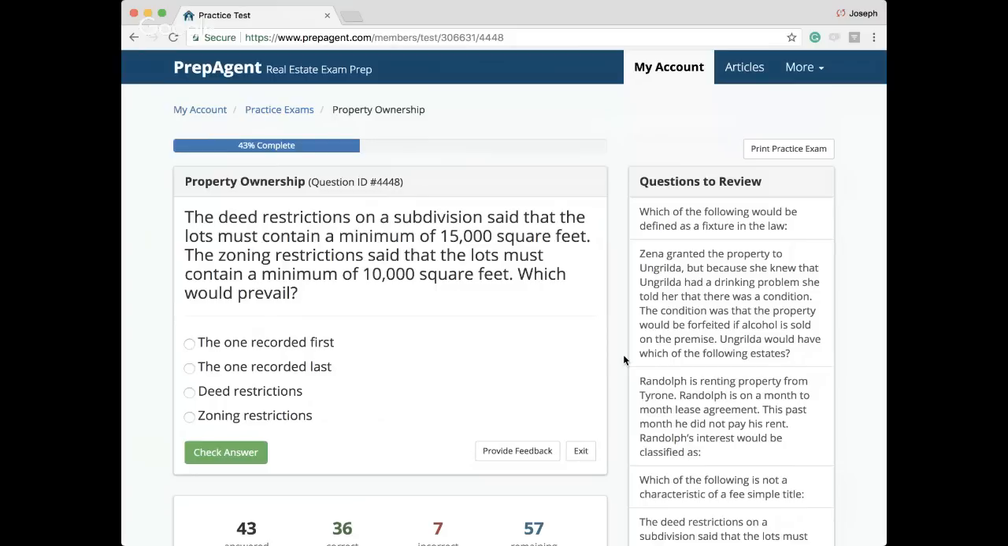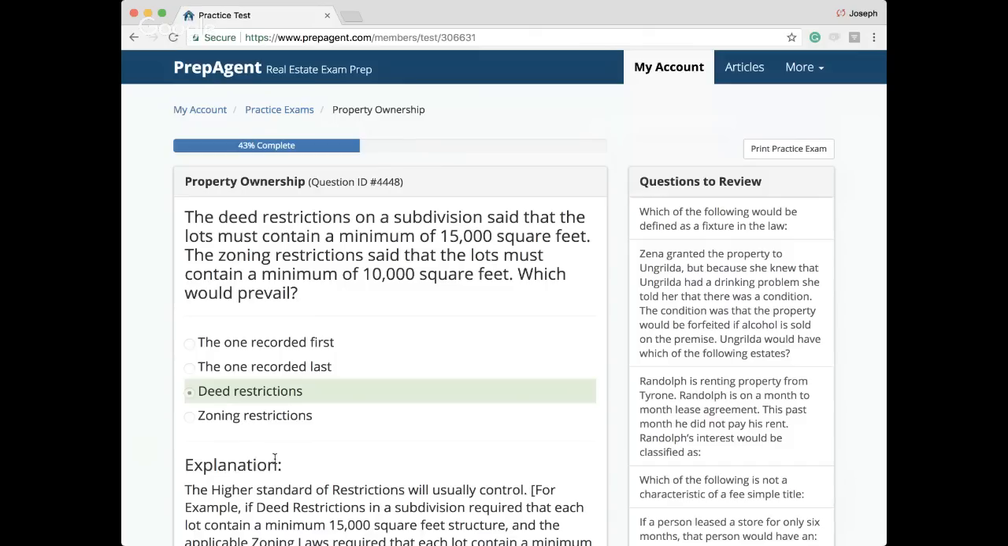What do you guys think? And the answer here would be the deed restrictions. And the reason is because you go with the ones more restrictive. The deed restrictions require 15,000 square feet. The zoning required 10. So obviously, if the zone required 10 and you had 15, you'd be fine. You'd be okay. So things like this, you always go with the more restrictive.